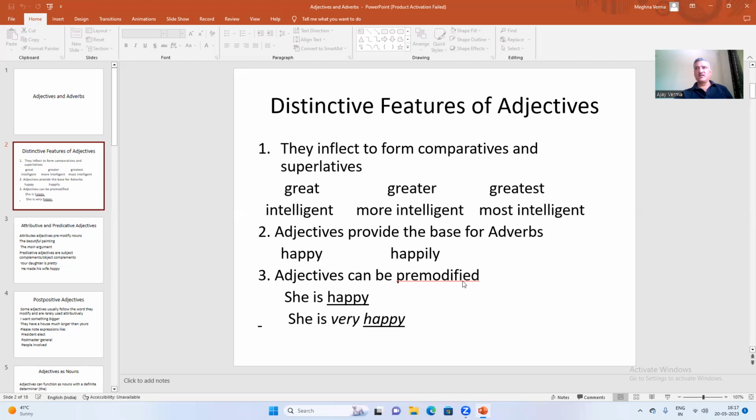Then we can pre-modify adjectives. This is the third distinctive feature of adjectives. Adjectives can be pre-modified. Okay? That means we can have a pre-modifier before the adjective. So she is happy can be pre-modified by adding very, and we can say she is very happy. So these are the three distinctive features of adjectives.